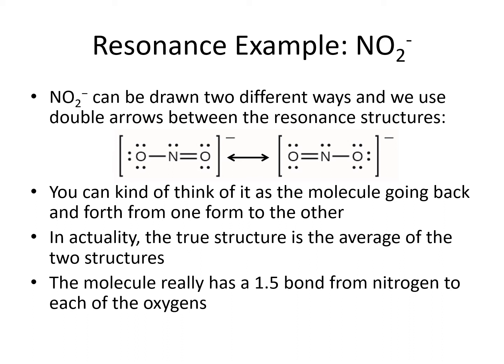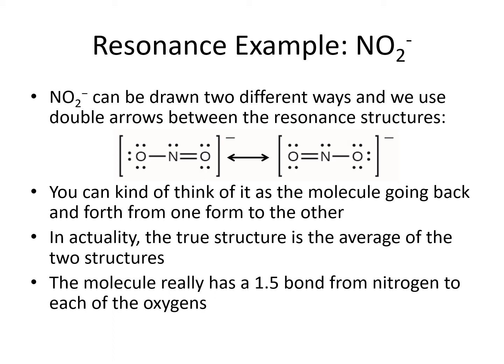For example, when we draw the Lewis structure of NO2-1, when we get to step number 5, we have the option of pulling electrons from the right oxygen or the left oxygen. We're actually going to do both and draw it as a pair of resonance structures. We put a double arrow in between the structures, showing that it's a combination of both.